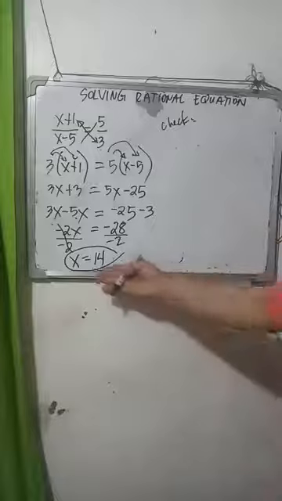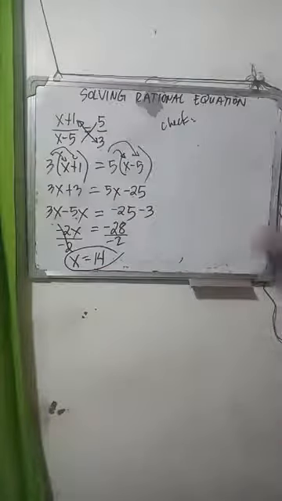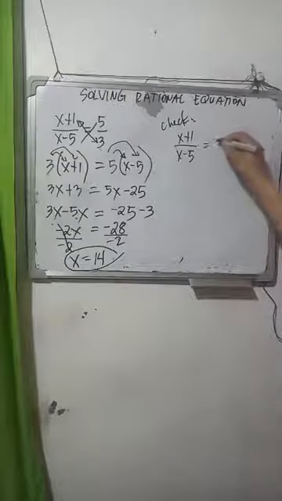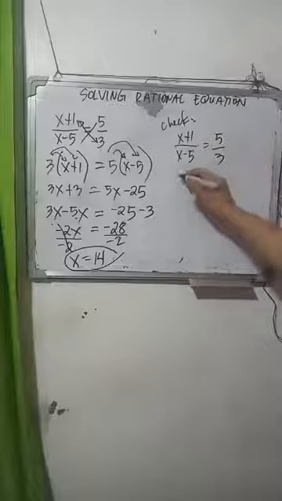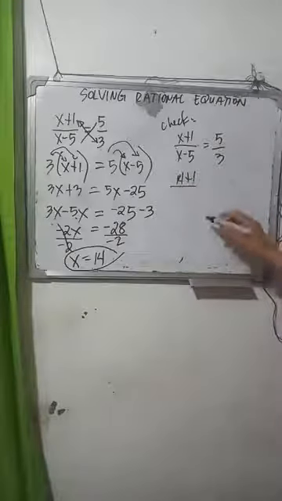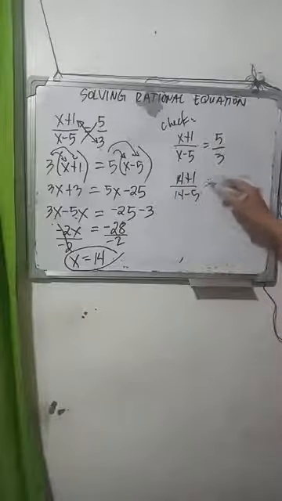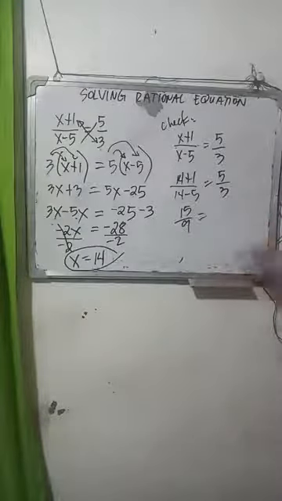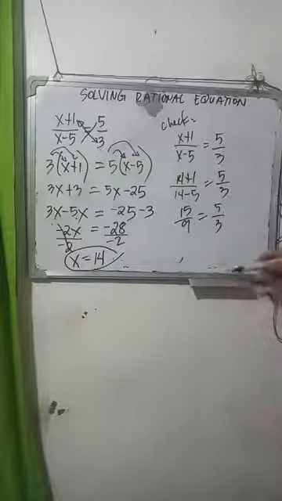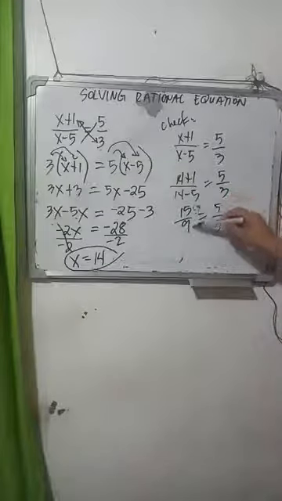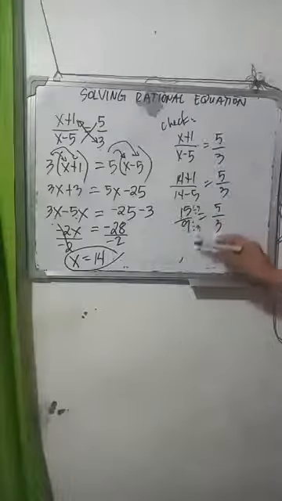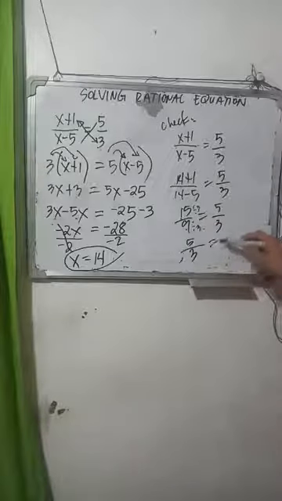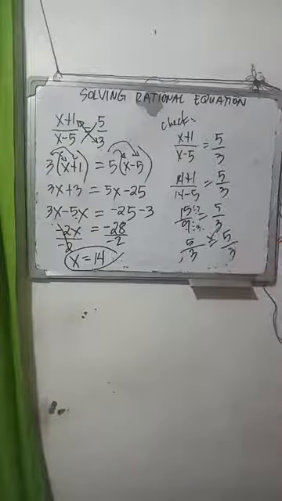Just substitute the value of x to the given equation. So that is x plus 1 over x minus 5 equals 5 over 3. So 14 plus 1 over 14 minus 5 equals 5 over 3. So that is 15 over 9 equals 5 over 3. Then reduce to lowest term, divide by 3. So 15 divided by 3 is 5, over 9 divided by 3 is 3, equals 5 over 3. Okay, tama.